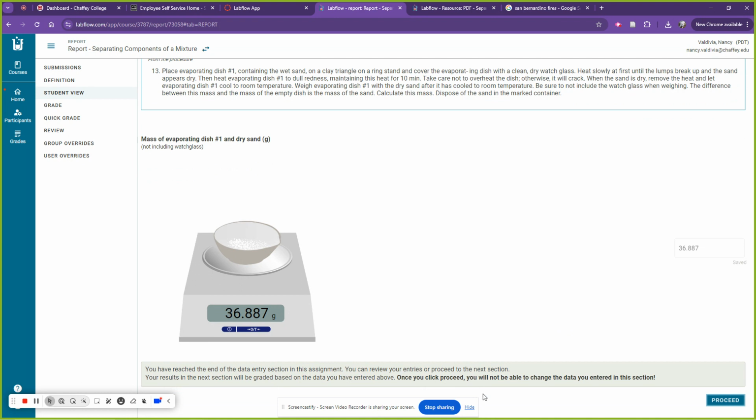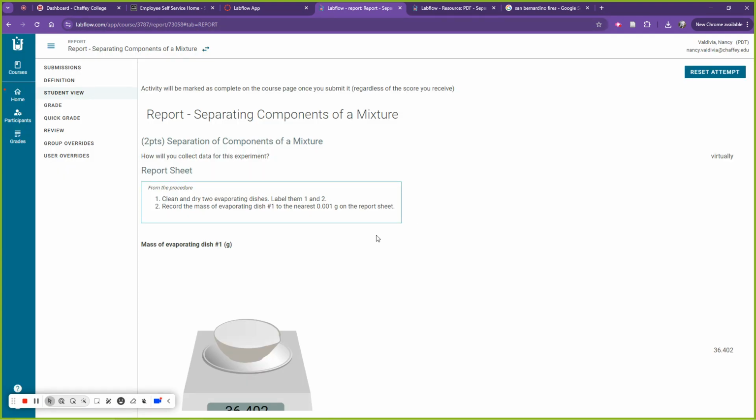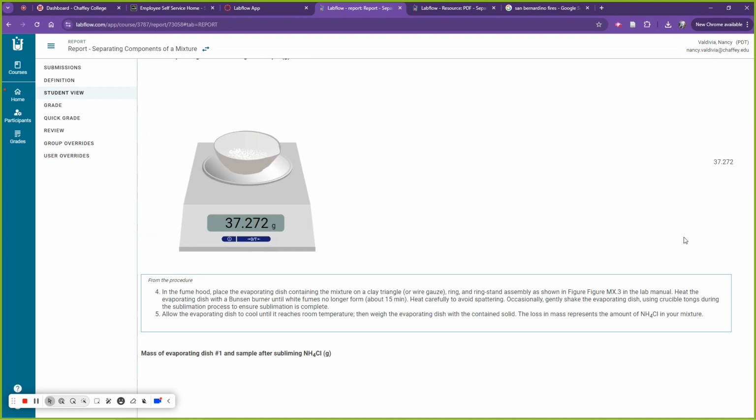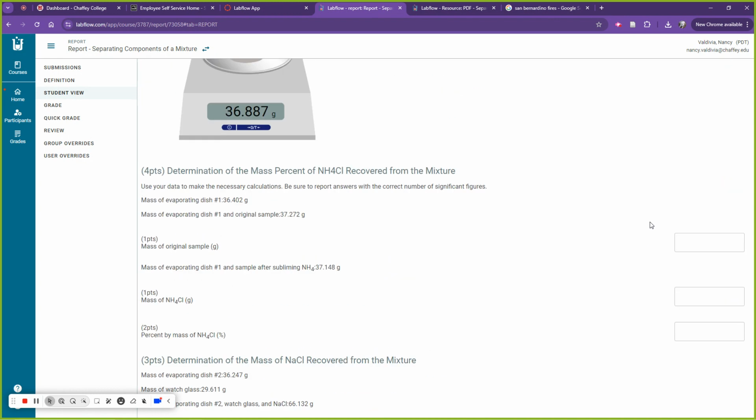Okay, you have reached the end of the data collection. So we've collected all the data that we need to collect, right? So we're gonna proceed. The wonderful thing is that it actually tells us on the side what our numbers are, so we don't have to constantly go back and forth to try to find the information. Basically, you're plugging in the numbers of what it says on the scale. So those were all our weights. That's everything it weighed.